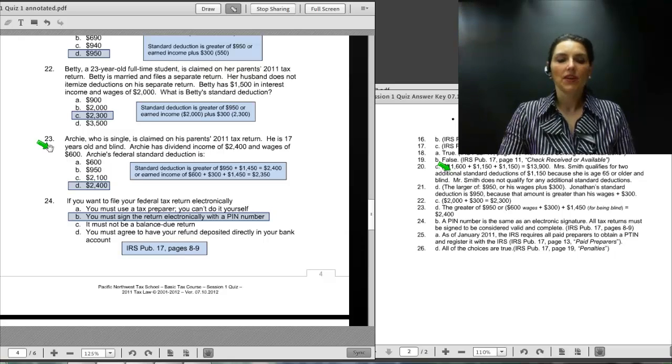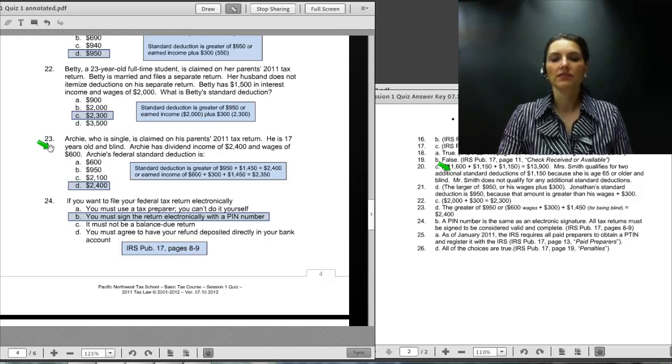Number 23. Archie, who is single, is claimed on his parents' 2011 tax return. He is 17 years old and blind. Archie has dividend income of $2,400 and wages of $600. Archie's federal standard deduction is blank.